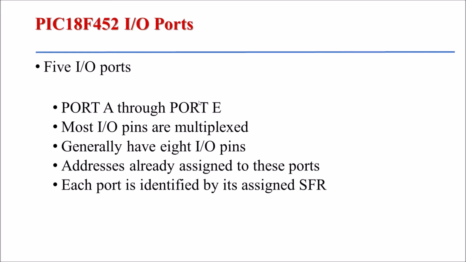So 8 pins are there for B, C, D, but port A is of 6 bits and E is of 3 bits. The addresses are assigned to these ports, and each port has a special function register, that is SFR register, that we'll discuss afterward. There are TRIS registers associated with each port to decide the direction of the port.